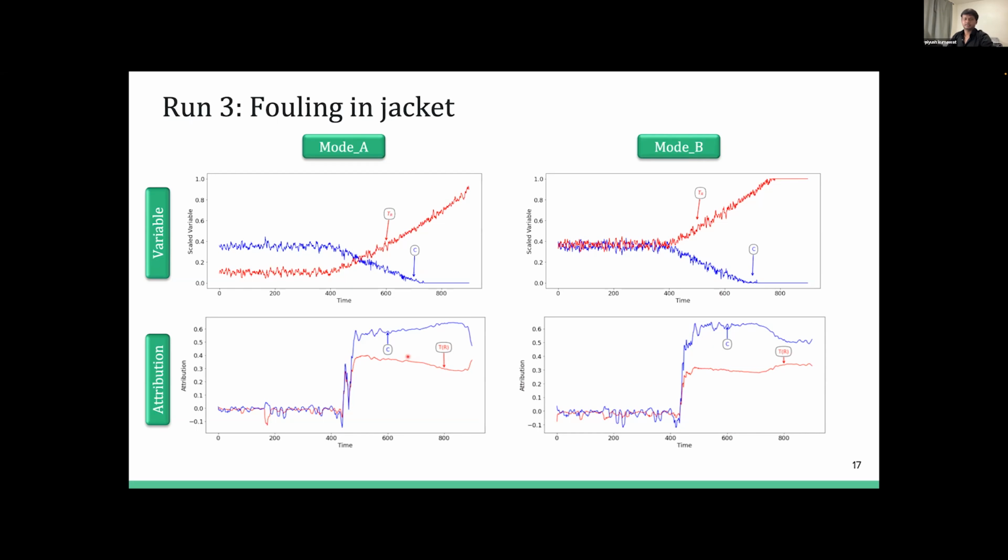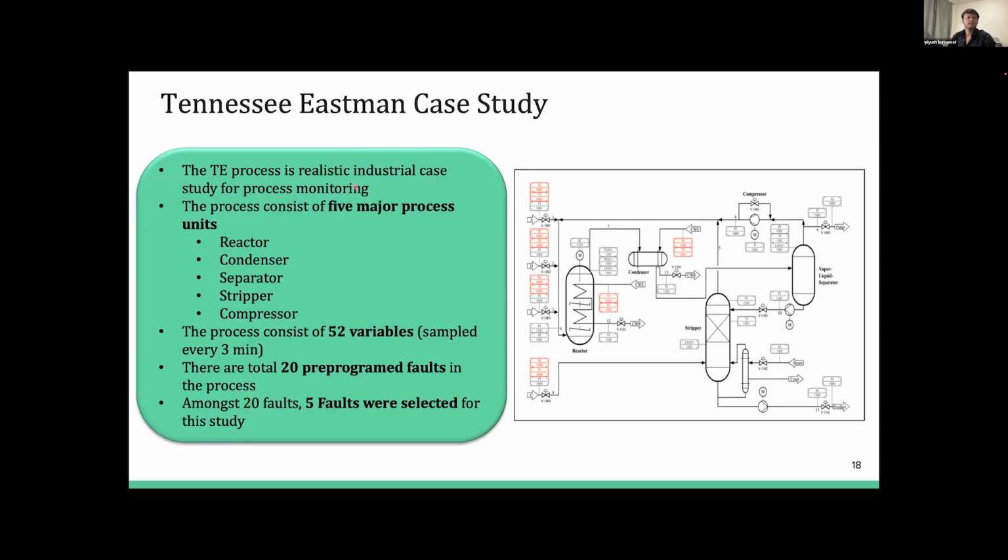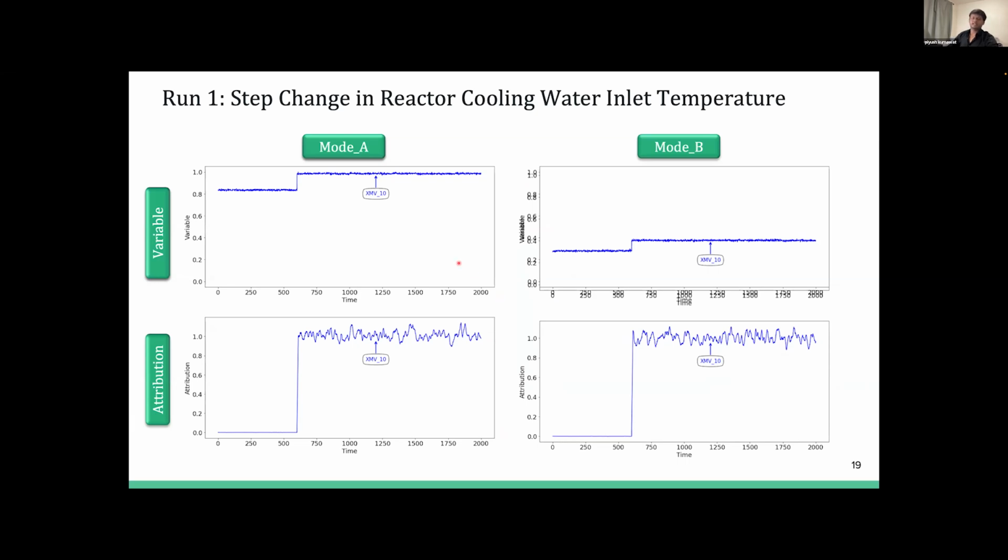Next, we worked on the case study of the Tennessee Eastman process. It's a benchmark process with 52 variables and 20 pre-programmed faults. Out of them, we selected 5 faults for study. Here we can see, as in the similar case study, after 600 time steps there is a deviation in the reactor cooling water inlet, and our attribution method correctly identified it, showing that the decision of the deep neural network is based on this variable.